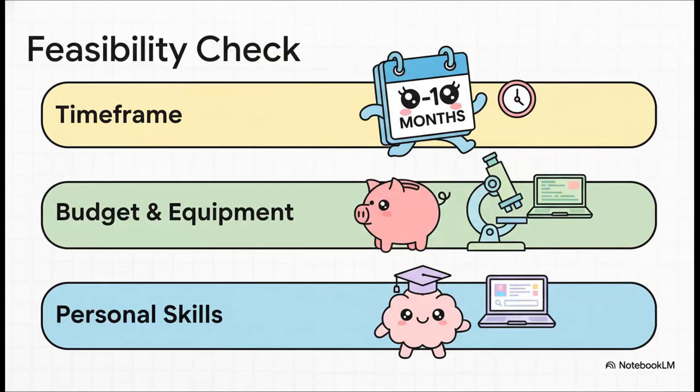Okay, once you have that powerful idea, you've got to bring it back down to earth. You have to ask yourself, can I actually do this? I mean, a 6-month project is a whole different beast than an 18-month one. Do you have the lab space, the money for equipment? Do you need to block out a few weeks just to learn a new piece of software? This reality check is absolutely non-negotiable.